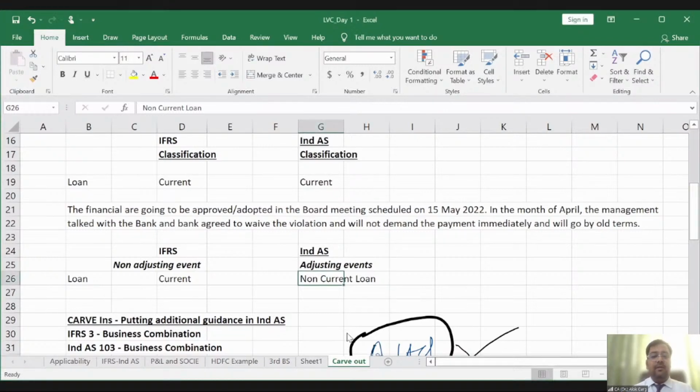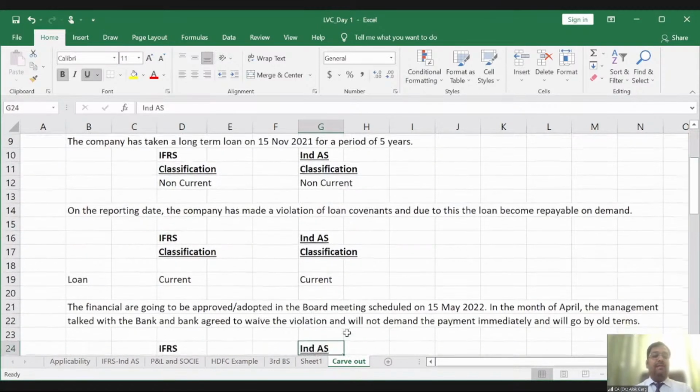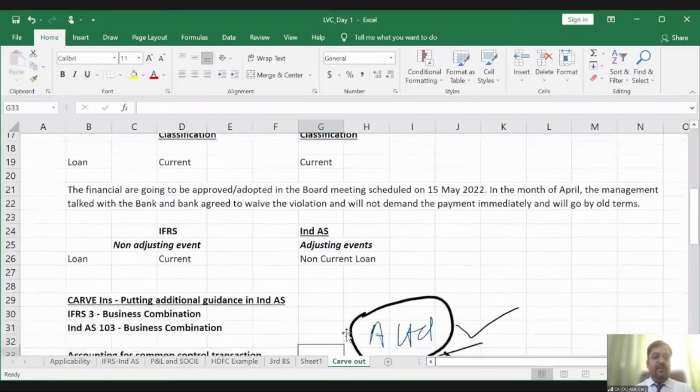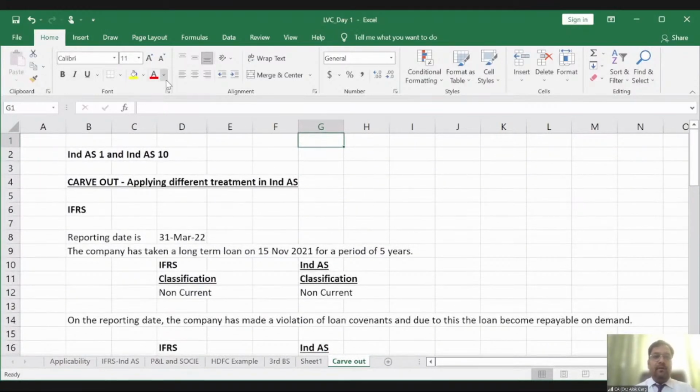Clear, friends? If you have seen lecture 1 of the first class of the first session, then you must remember, or you will be able to recall this carve out. And I have just given the stepwise detail, right? Okay, let's quickly discuss a case study on this carve out.